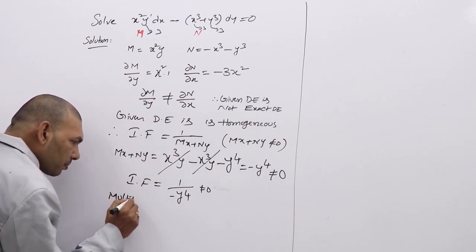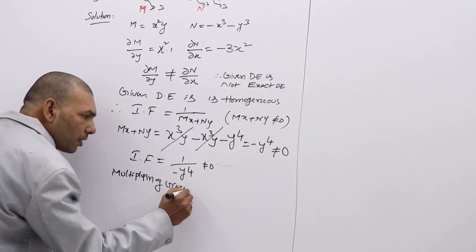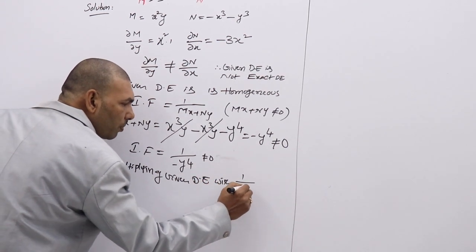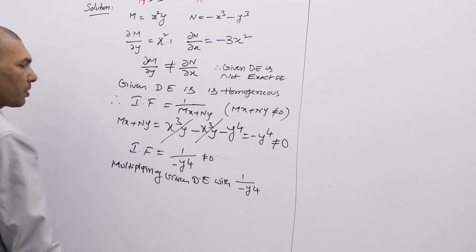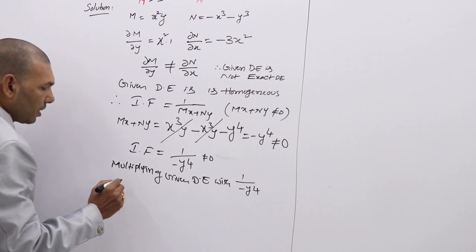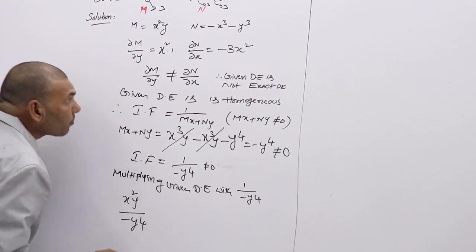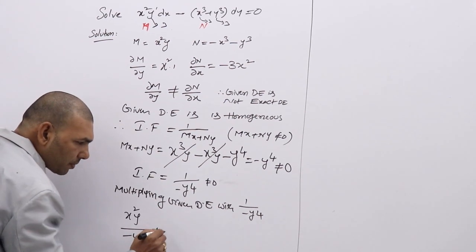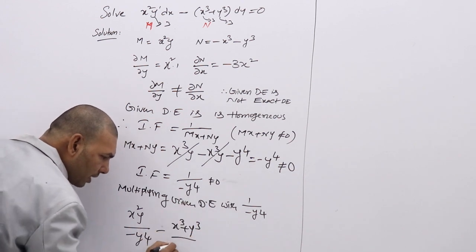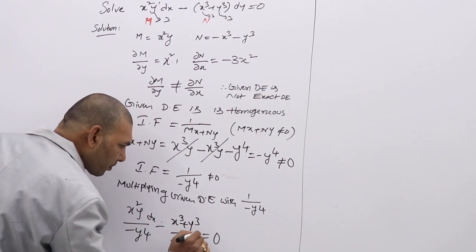Multiplying the given DE with 1 by minus y to the power of 4. Multiply the complete DE with this. So if you multiply x square y by minus y to the power of 4, that minus becomes plus, x cube plus y cube by, otherwise keep minus here. Next step we will make plus. Here dx, here dy.